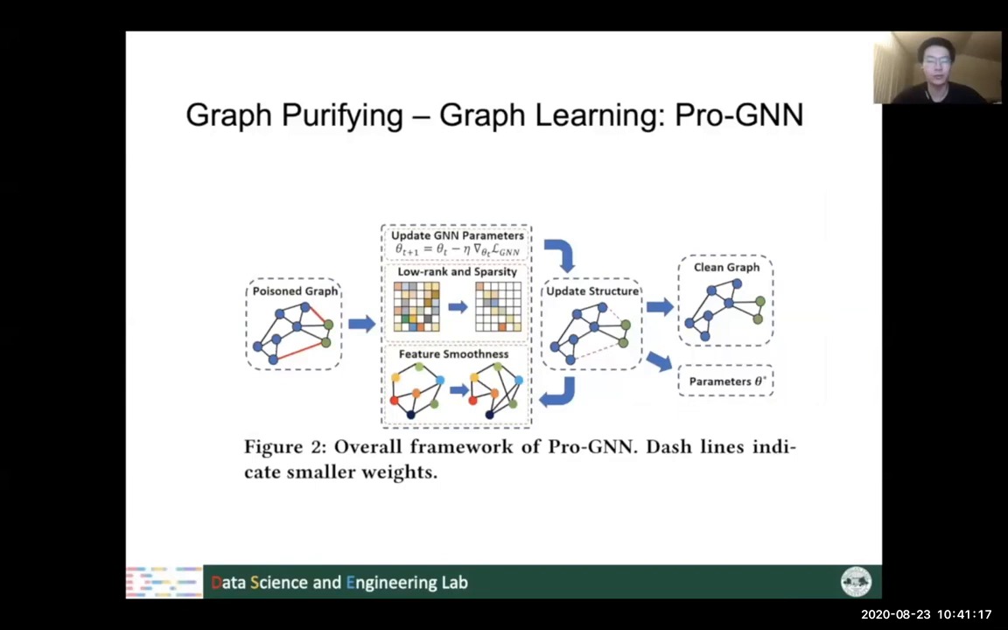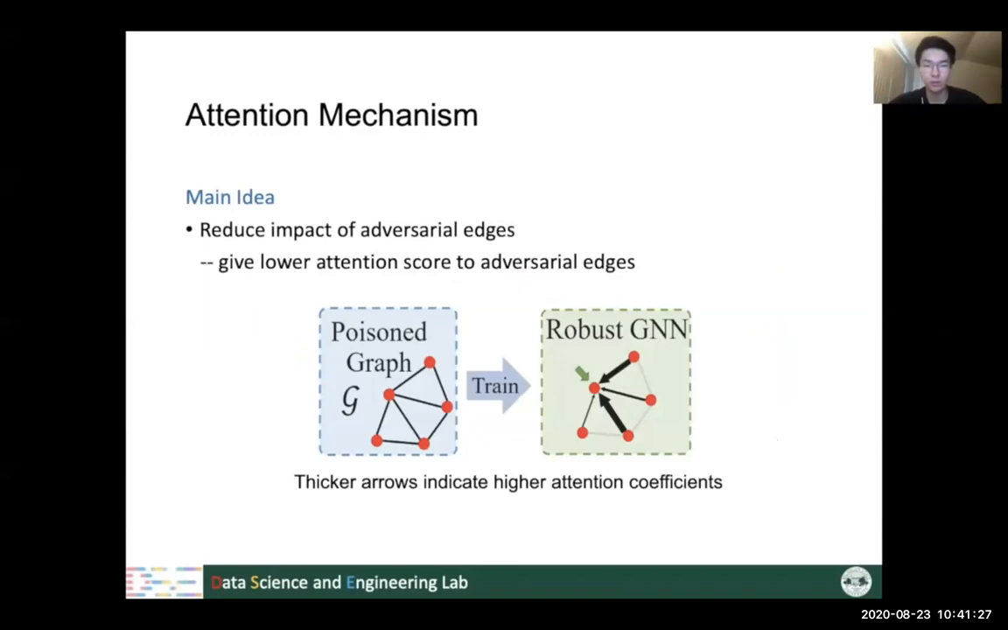Next, we will introduce defending against adversarial attack by using attention mechanism. The main idea of using attention mechanism is to reduce the impact of adversarial edges or nodes. By giving small attention scores to the adversarial edges or nodes, they will contribute much less to the final node representations. Therefore, the adversarial attack will not have much effect on the model anymore.